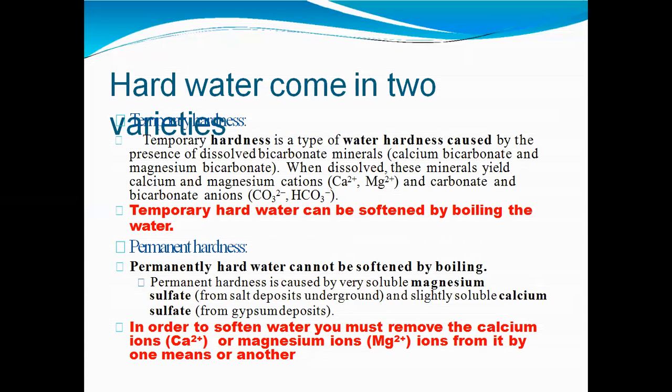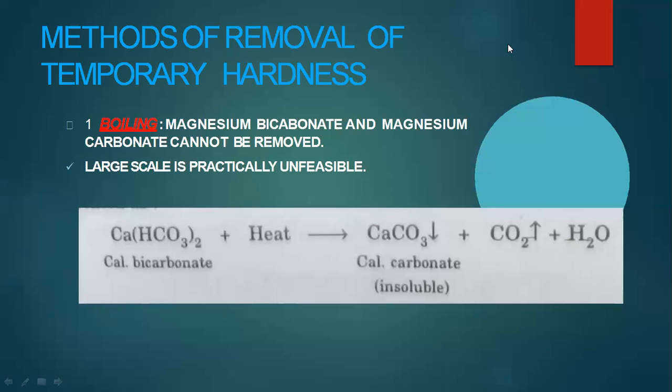Okay, so hard water comes in two varieties: first is temporary hardness and second is permanent hardness. Temporary hardness is caused by the presence of dissolved bicarbonate minerals, calcium bicarbonate and magnesium bicarbonate. When dissolved, these minerals yield calcium and magnesium cations and carbonate and bicarbonate anions. Temporary hardness can be softened by boiling. There are different methods to remove the hardness, and it happens in this way.